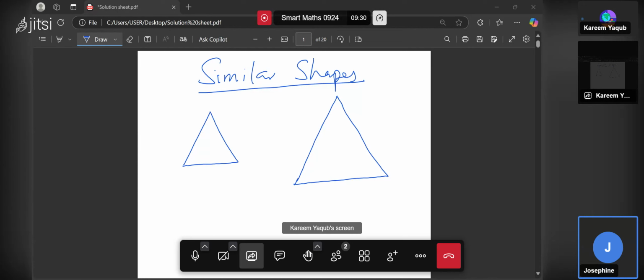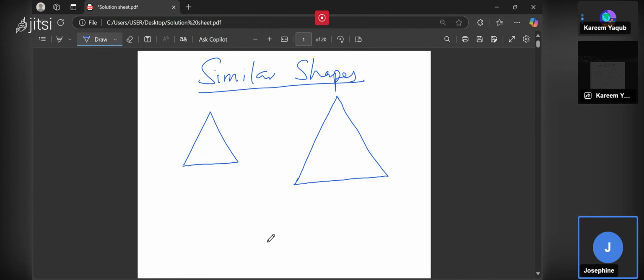All right. So then, similar shapes. Similar shapes is talking about shapes that are similar in properties, but they are different in sizes. As you can see here, if this angle here is 30, this angle here is 65, and this here is 85, and we have here 85 degrees, and this is 65, and this is 30.